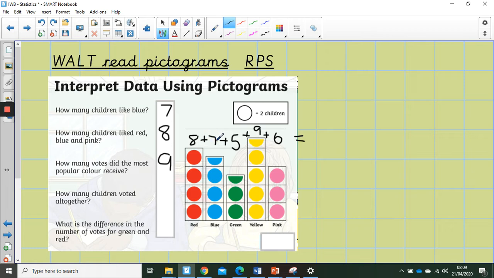8 add 7. I'm going to do a little bit of partitioning here. 7 is made up of 2 and 5. 8 add 2 is 10. Add the rest, which is 5, is 15. Add 5 is 20. Add 9 is 29. 29 add 6. Again, I'm going to partition the 6 into 5 and 1. 29, 30, add 5 is 35 altogether.